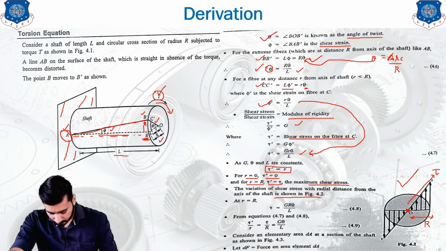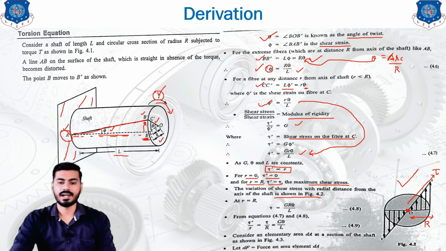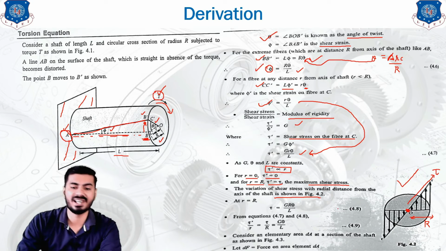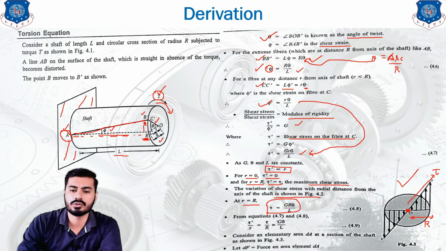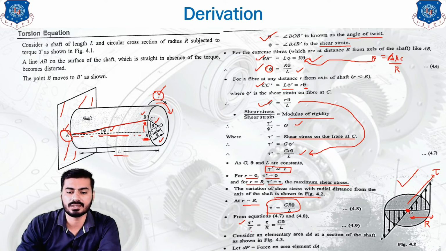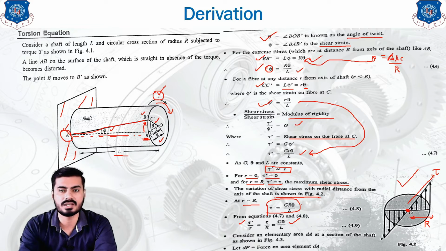Now, what we are going to do is relate those terms with respect to capital R. So, for capital R, tau can be written as G into theta upon L. So, this is our relationship. Now, we are going to equate those terms with tau dash and tau. So, tau dash upon small r equals tau upon R equals G theta upon L. So, this is the first half of the equation. We will see another half in the next slide.